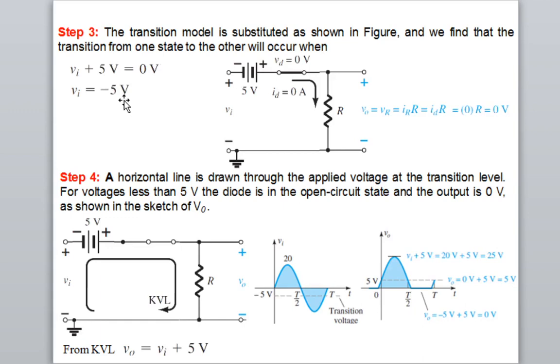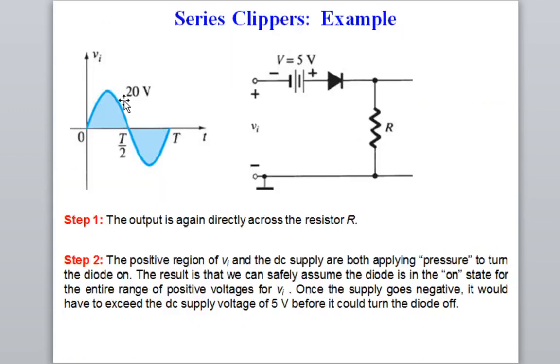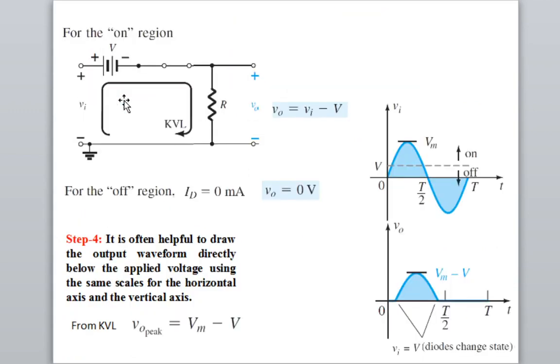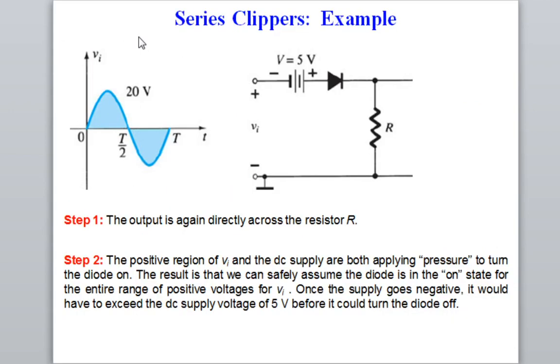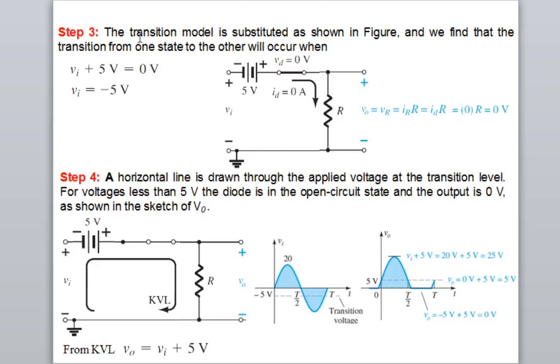After this transition voltage, if you go back here, we have to draw a horizontal line on the input voltage. This is the input voltage, and the horizontal line we draw is Vi, that is minus 5 volt, and this minus 5 volt is constant, it is not changing with time. So I have drawn a dotted line at minus 5 volt. Now we know the transition voltage.